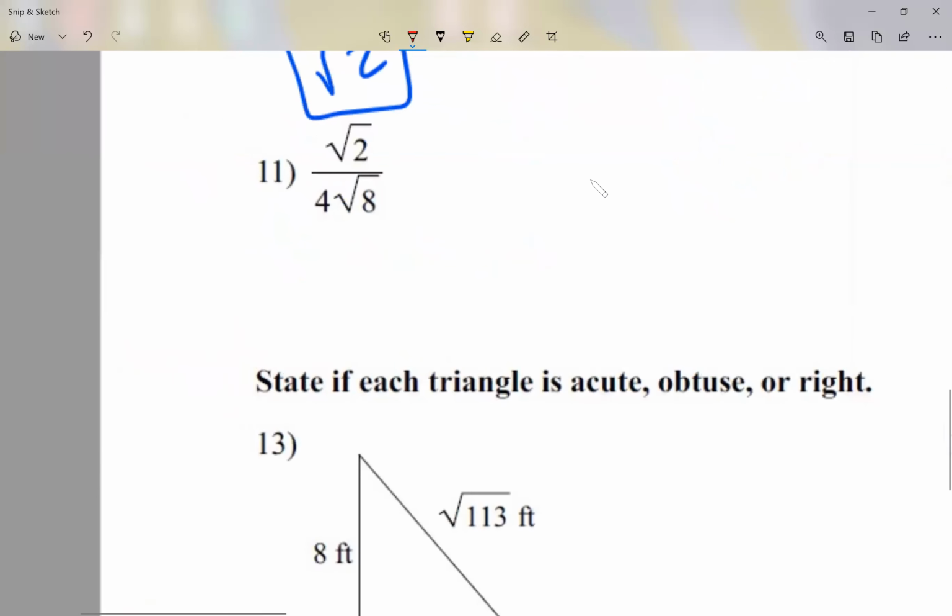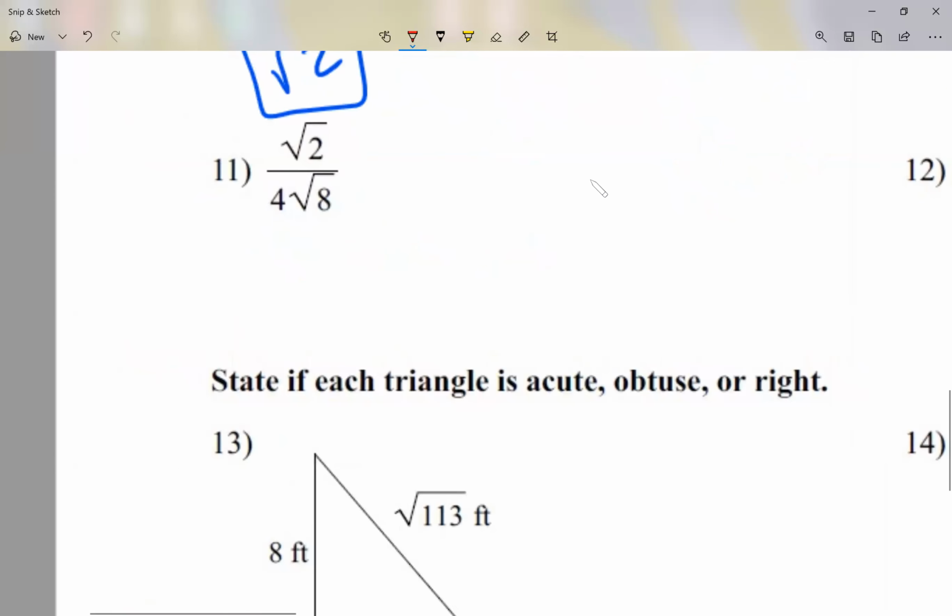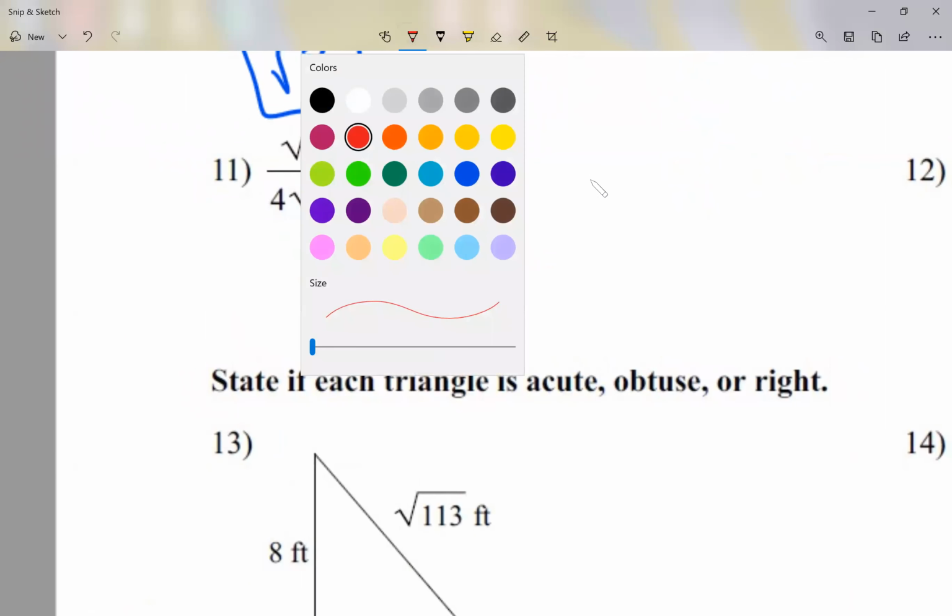All right, now let's take a look at number 11. Unfortunately, the square root at the bottom is not a perfect square. So I'm going to try to simplify things out.